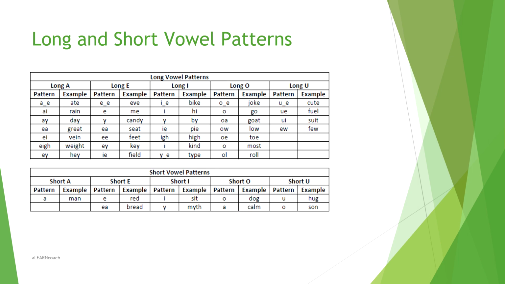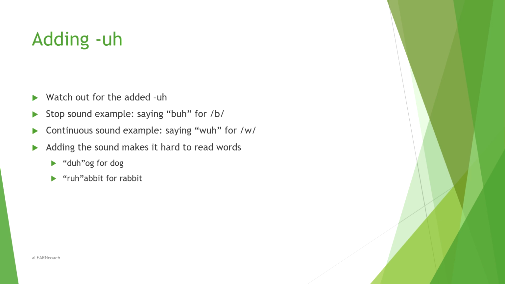Here are additional long and short vowel patterns. Adding. Watch out for the added sound to your sounds. A stop sound example of this is saying buh for b. A continuous sound example for this is saying wuh for woo. Adding the sound makes it hard to read the words. It's not d-og for dog. It's not r-abbit for rabbit.